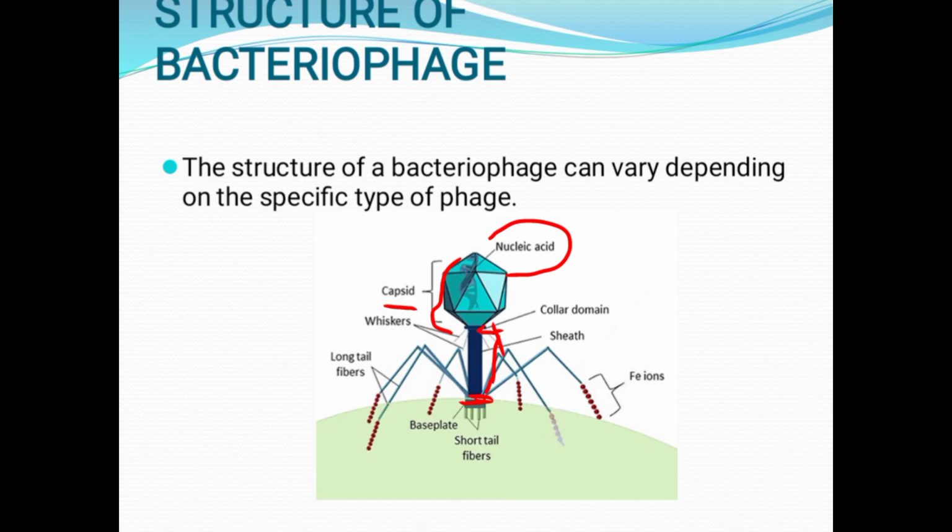Then from there we have what is called the tail sheath. This is where the tail sheath is located.